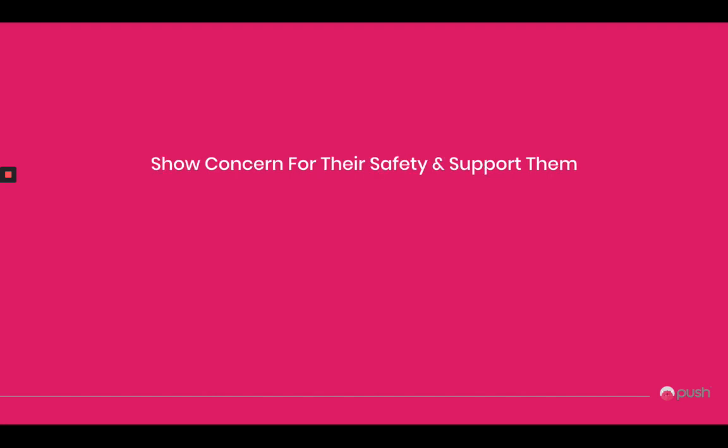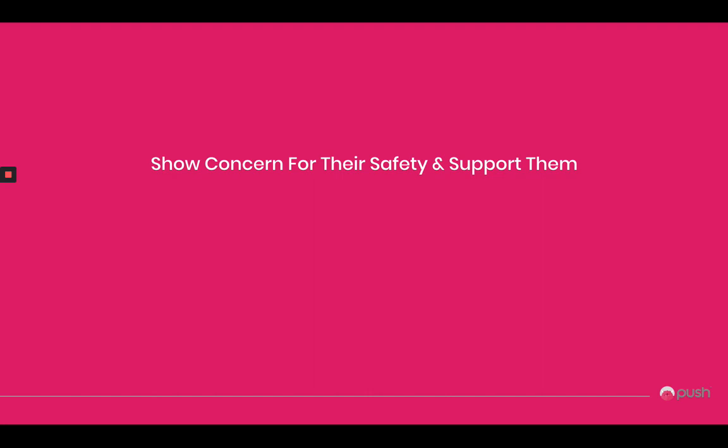Show concern for safety and support. Everyone handles this in a different way. You have people terrified to leave the house, and you have people who are acting like nothing's going on. So we're all in very different mental states. But with those people that are very concerned about their health and their family's health, make sure you are showing that you are concerned for them.